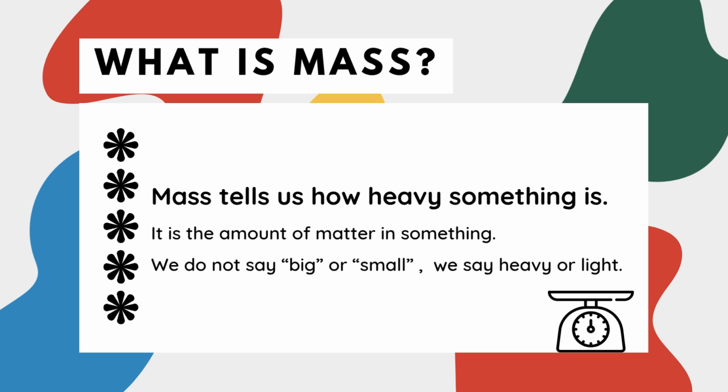What is mass? Mass means how heavy something is. A rock has more mass than a feather. We use mass to know how heavy or light things are. Mass stays the same no matter where you are, even on the moon. We don't say big or small, we say heavy or light when we talk about mass.